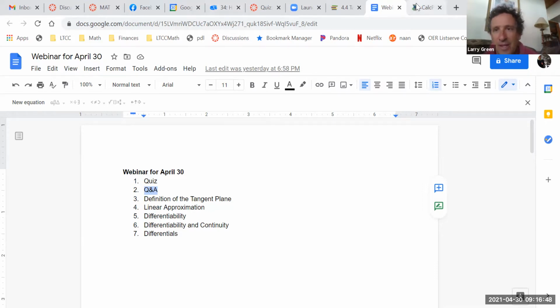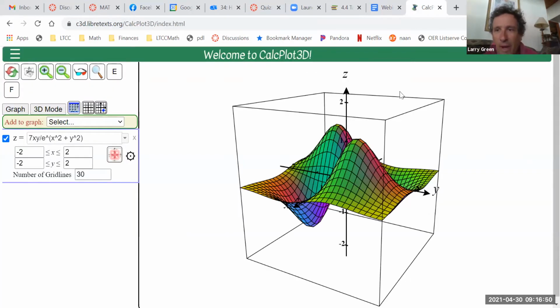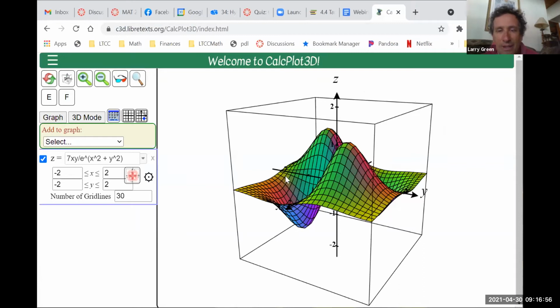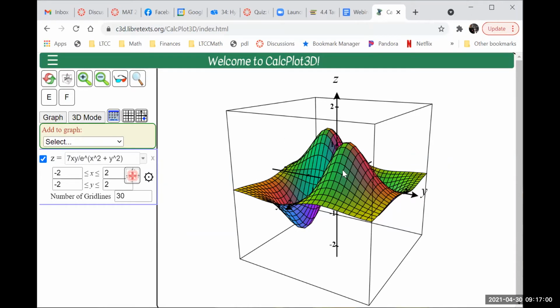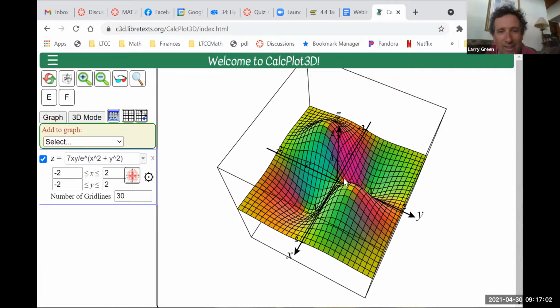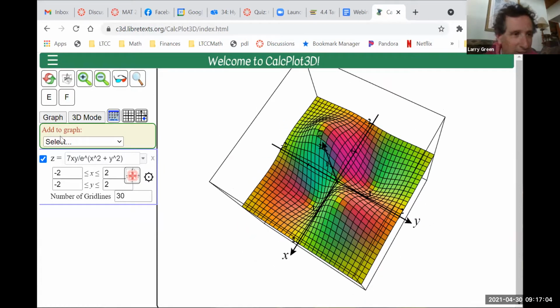So let me just give you an idea. By the way, take a look at what we're looking at now. Does that look flat to you, this surface? Absolutely not. All right. On the other hand, I don't know, let's zoom in.